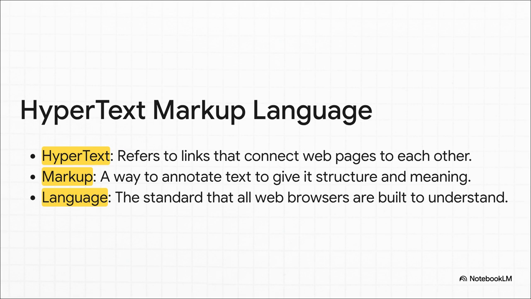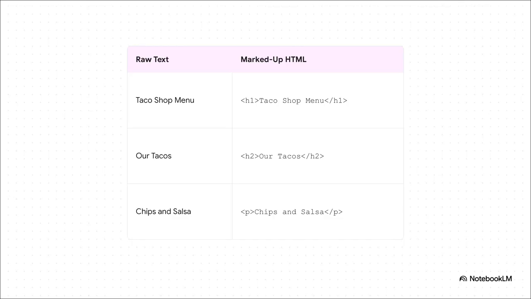HTML stands for Hypertext Markup Language. The hypertext part, that's all about the links, the things that connect web pages together to create, well, the web. Now, the markup part, this is the really key bit for us right now. It's how we take plain old text and give it structure. And language just means it's the standard language that every web browser, whether it's Chrome, Firefox, or Safari, understands perfectly.